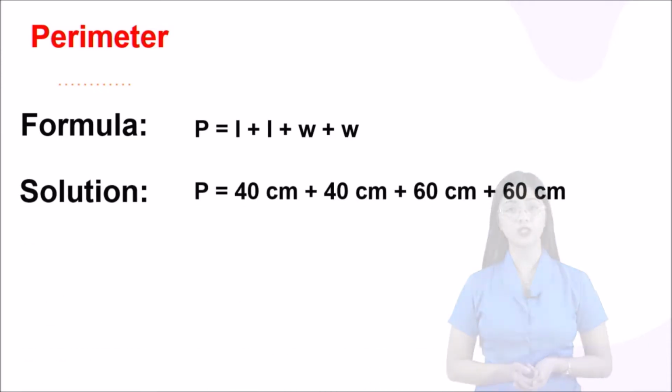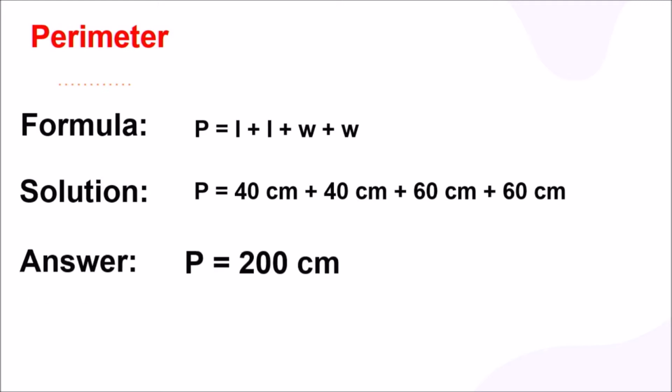Perimeter is equal to 40 centimeters for the length, and another 40 centimeters, and 60 centimeters plus 60 centimeters. All we need to do is to add all of the sides of the bulletin board. So we will have the total of 200 centimeters. Therefore, the bulletin board has a perimeter of 200 centimeters. Okay? So, another example in getting the perimeter.